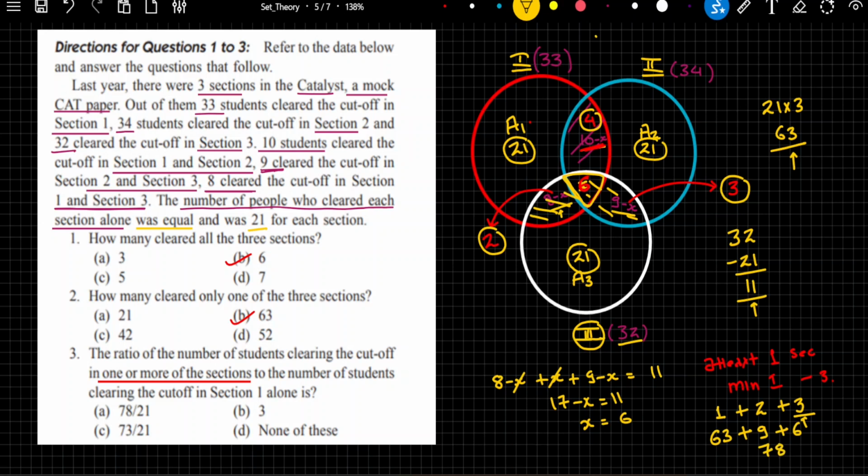So on one side, I have to write 78 in the ratio. Now to the other side, what I have to find is the number of students clearing the cutoff in section 1 alone. Section 1 alone, 21, right? So whichever option says 78 is to 21, I'll mark it and move forward. So option A is going to be the correct answer. I hope you have understood this set completely. If you have any doubts pertaining to this set, please write down your doubts in the comment box.